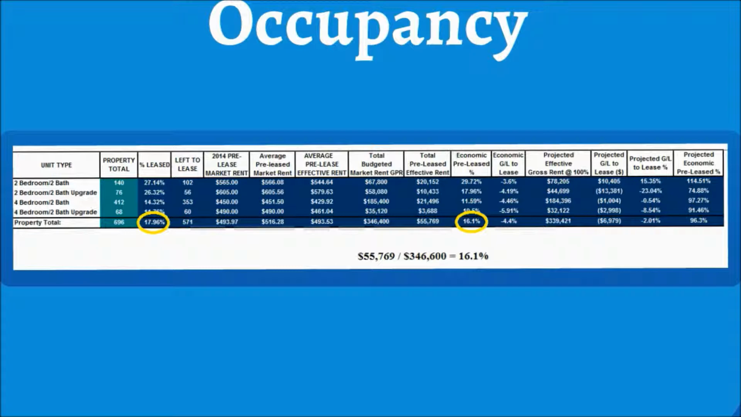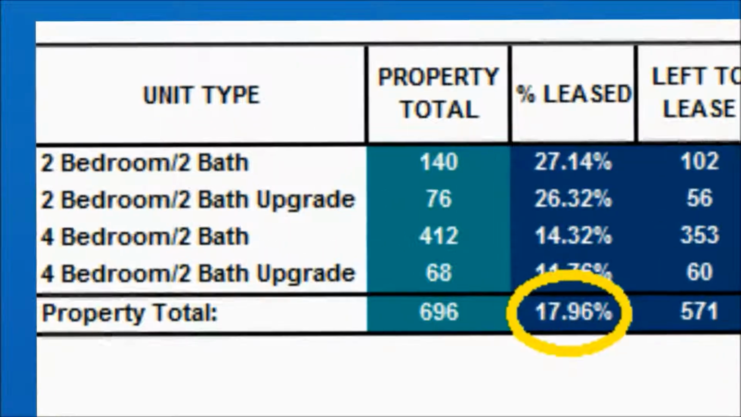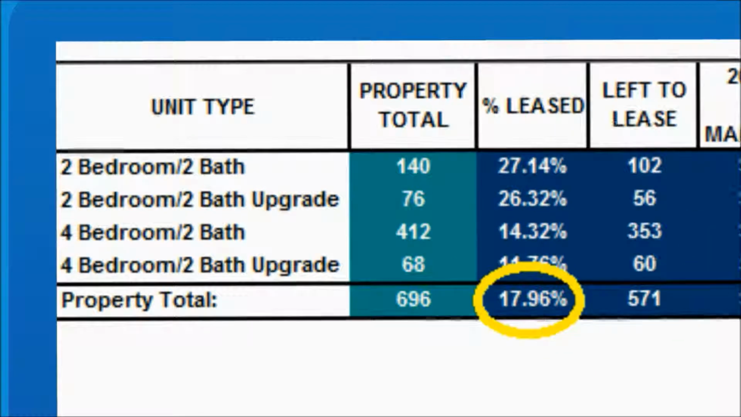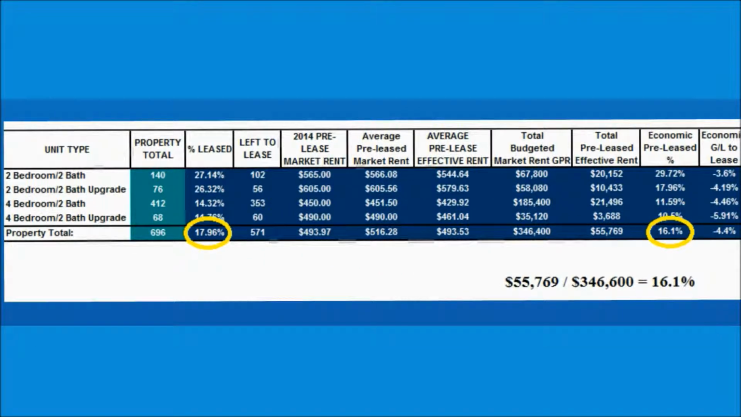In this particular example, this property is pre-leased physically at about 18%. We can determine this by the percentage leased column on the daily leasing report found in RealPage Central. We also can do a side-by-side comparison to their economic pre-leased percentage all the way on the right-hand side of the screen and determine that they are at a 16% economic occupancy.